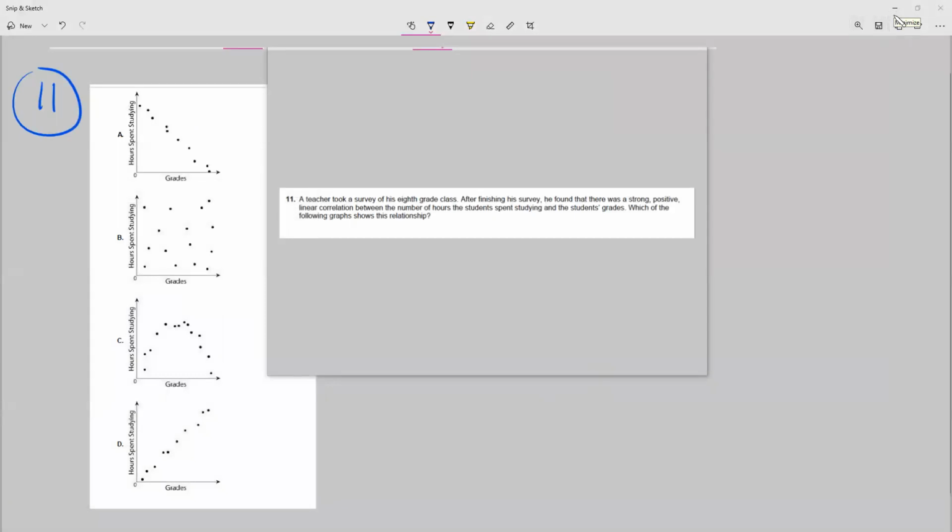I had to cut this one up weird because it wouldn't fit on one page. A teacher took a survey of an 8th grade class. After finishing the survey, he found that there was a strong positive linear correlation. So basically you're looking for something that's going up because it's positive, and a straight line because it's linear.